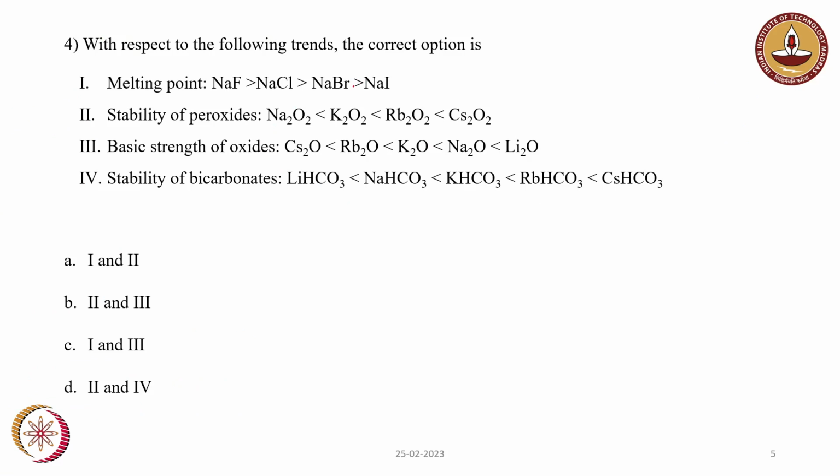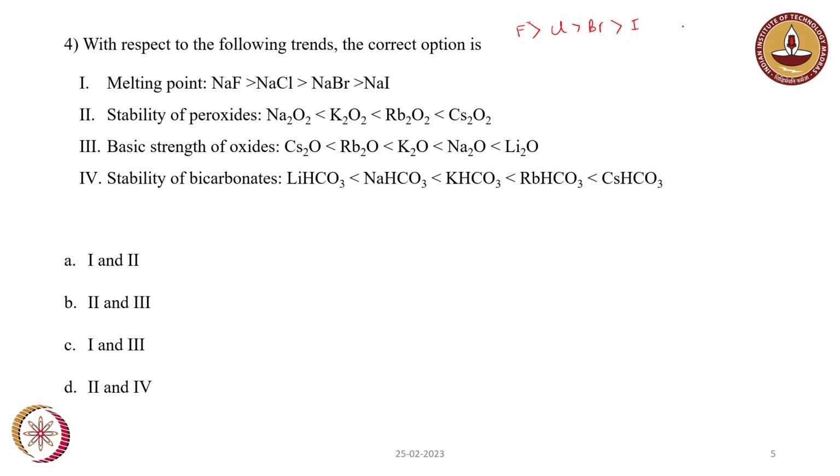Given the melting point order, the melting point depends on the ionic character of the molecule. Higher the electronegativity difference between a cation and anion, the higher will be the ionic character. So here it's given halides of sodium. In the halide group, when we move down the group, electronegativity decreases. So fluorine has the highest electronegativity. Fluorine greater than chlorine, greater than bromine, greater than iodine. So when we move down the group, electronegativity decreases.